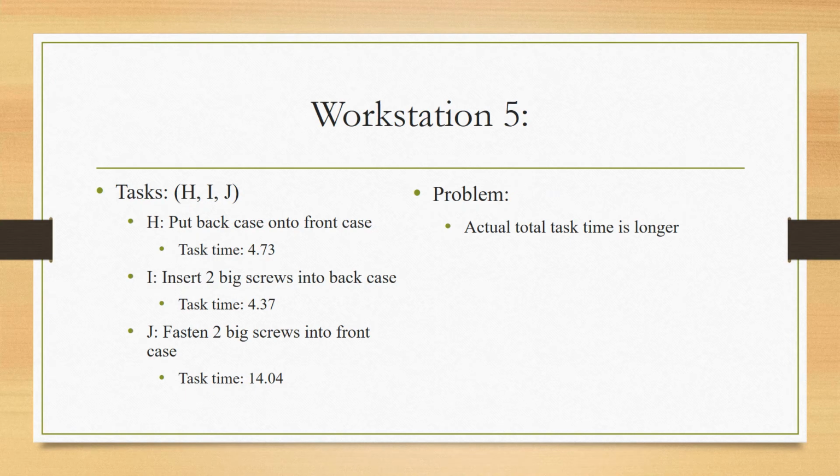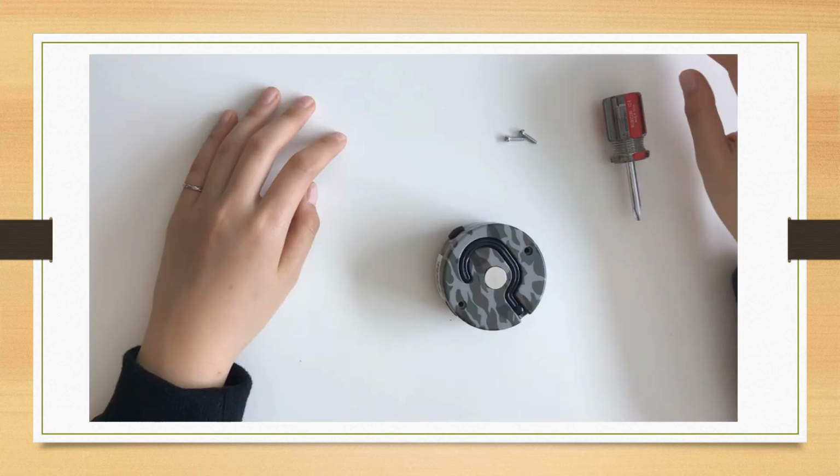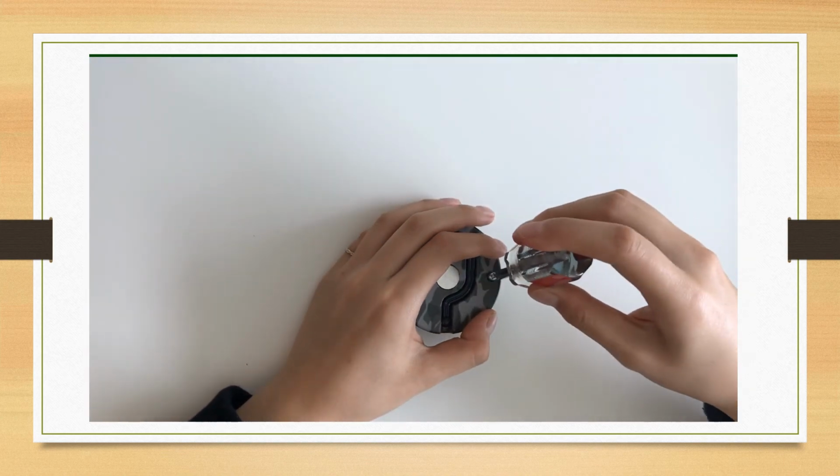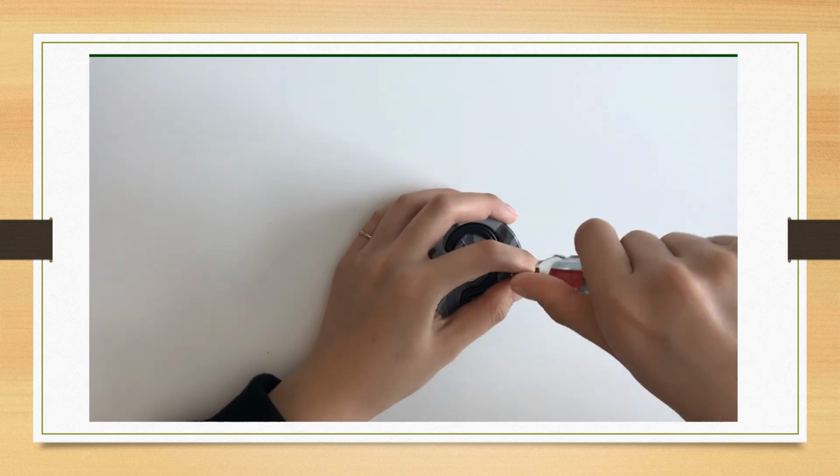Workstation 5 is to use 2 screws to secure the back case to the front case. It took too long. This demonstrates how we originally put the back case onto the front case.